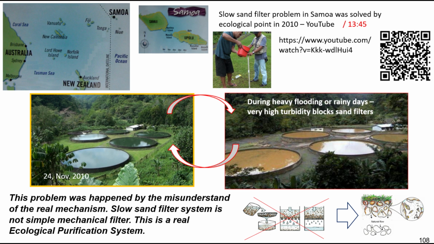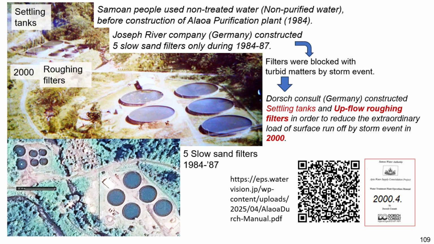Samoa Water Authority had a problem of filter blockage during the rainy season. We visited Samoa in 2010. We found that this problem happened because of a misunderstanding of the real mechanism. A German consultant constructed 5 slow sand filters during 1984 to 87.